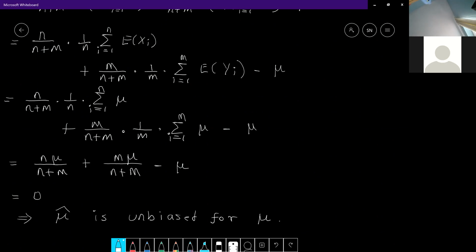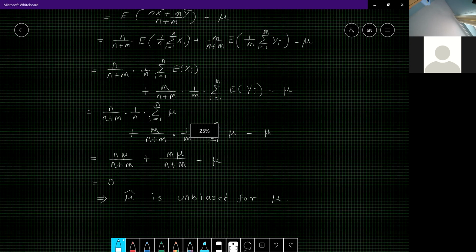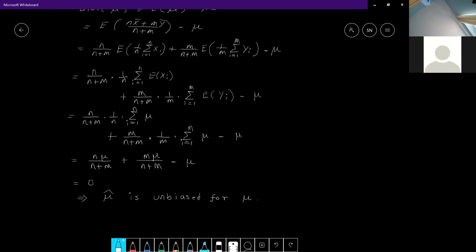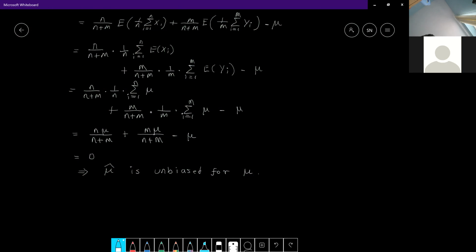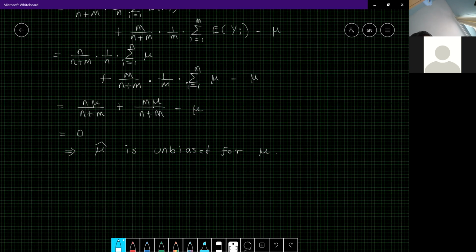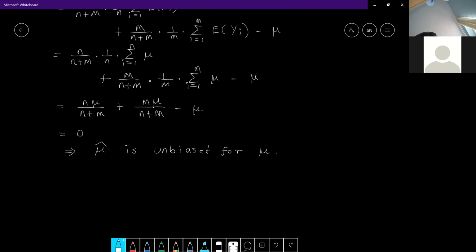Is that clear, guys? So are you okay with this so far? So what I have shown so far is that the estimator mu hat is unbiased for mu, right? Now we need to do the same thing with sigma hat squared. So let's see how we can do this for sigma hat.